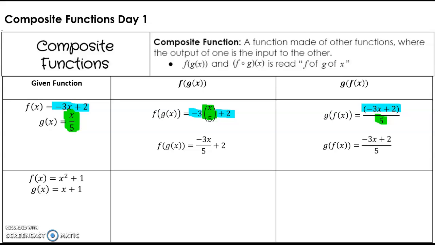So now I'm in the first column and I want f of g of x. So in place of every x in my first function, I want to put the entire g of x function. So if I do that, that will give me this.